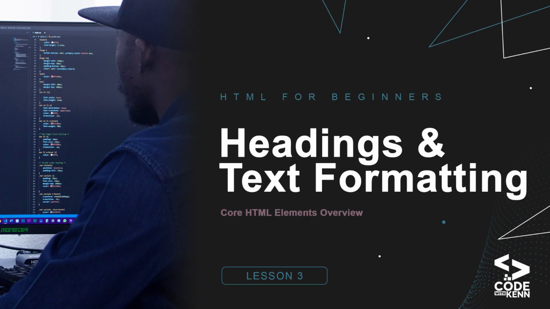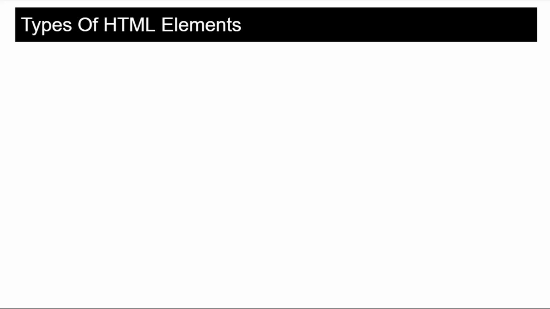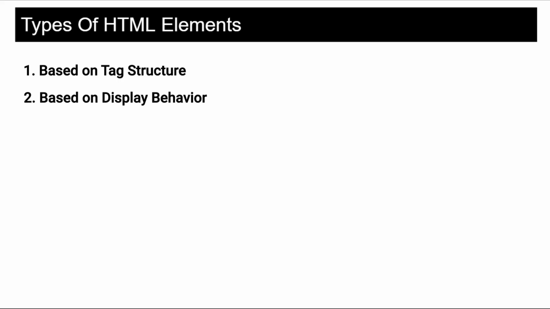Now, let's get into the types of HTML elements. HTML elements come in different types based on 1. Tag structure, that is the normal tags versus the self-closing ones. 2. How they behave in layout, whether block or inline. And 3. What they mean, that is semantic versus non-semantic. So let's take them one after the other to understand it better.